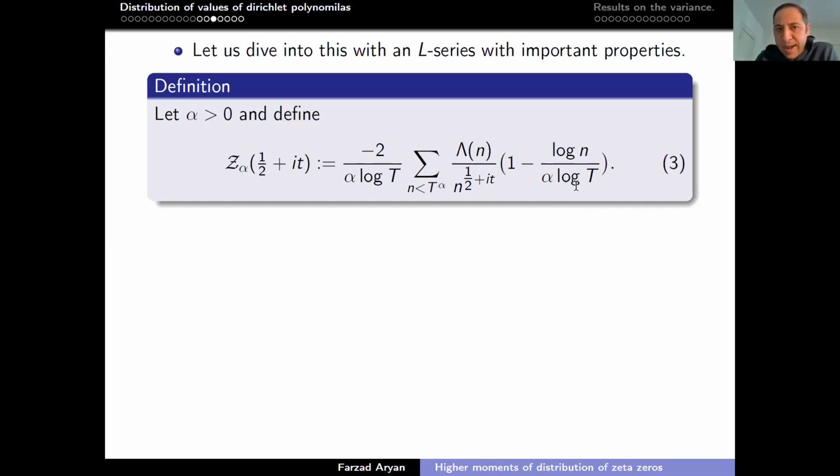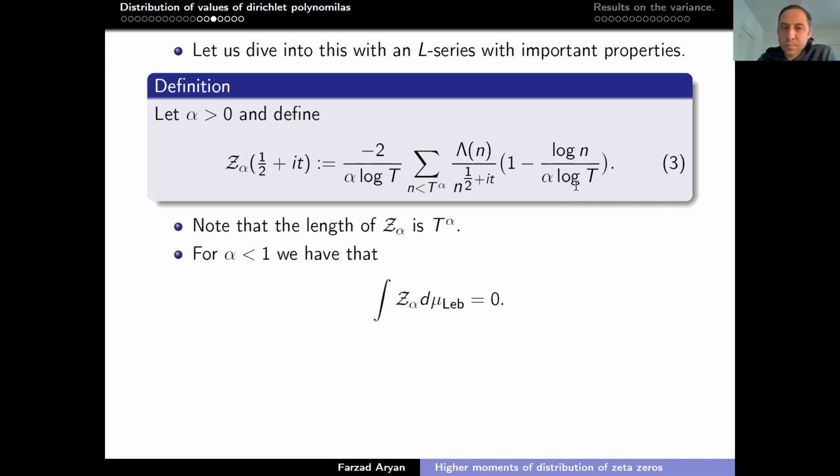This object I have is somehow an approximation of the logarithmic derivative of the Riemann zeta function. So keep that in mind. I'm approximating the logarithmic derivative of the Riemann zeta function, and it does carry not all the properties of that, but some of them. So the fact that the length is t to the power alpha is important.